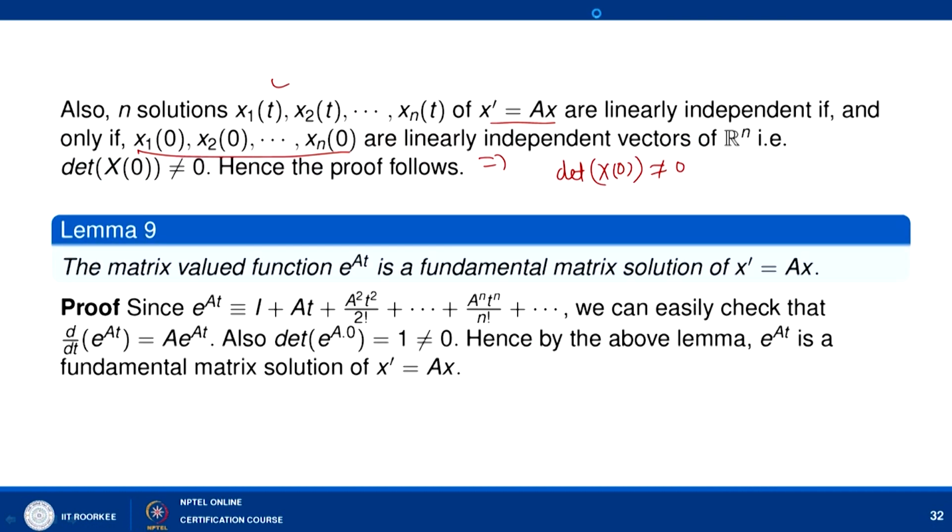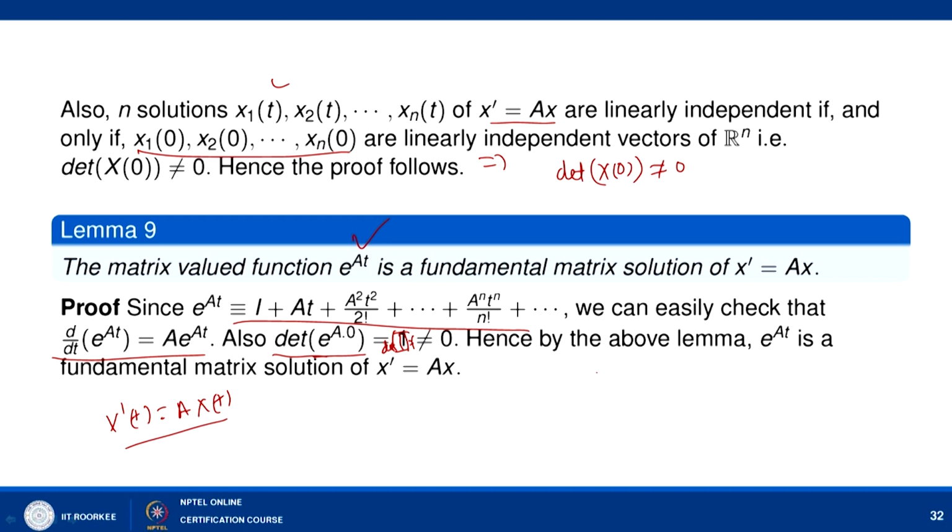Now, with the help of this, we try to prove that the matrix valued function e^(At) is a fundamental matrix solution of x' = Ax. So, to prove this, we simply observe two things. The first thing is that e^(At), since it is written as this, then we can easily check that the derivative of e^(At) is nothing but A e^(At). So, it means that it satisfies this equation X'(t) = AX(t). Now, second, we need to prove that the determinant of X(0) is non-zero. So, the determinant of e^(A·0) is nothing but the identity, and the determinant of the identity is 1, which is non-zero.